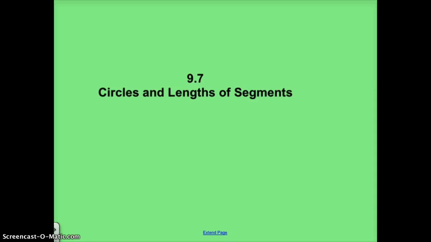All right, so in lesson 7 of chapter 9, we're going to talk about the different segments that are created by chords and secants and tangents, and then how to find missing segments based on the information given. Like I said in class, this is the lesson in terms of kids making the most silly mistakes. This is the one. So hopefully when I point out those errors, you can note them so that you will not make those same mistakes.